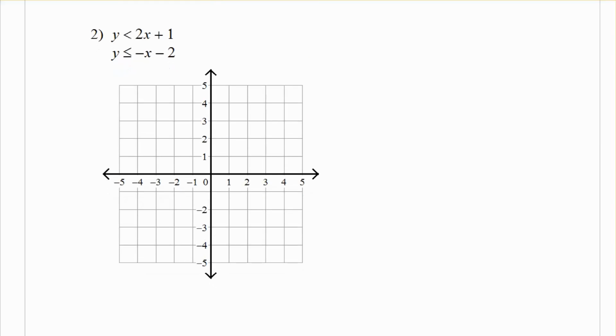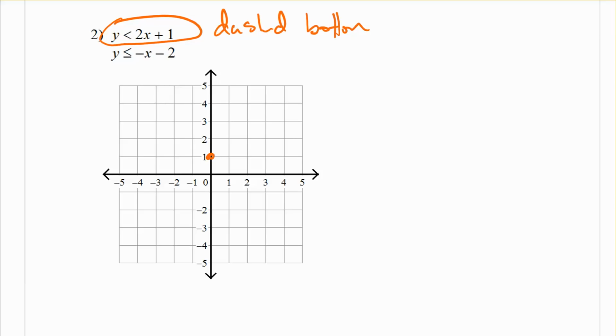So you guys try this one. Pause it for a second and try it. Our y-intercept here is 1. Oh, first we've got a dashed line, and we're going to shade the bottom because we're less than. Y-intercept is 1, slope is 2, so up 2, over 1, down 2, left 1, dashed line.